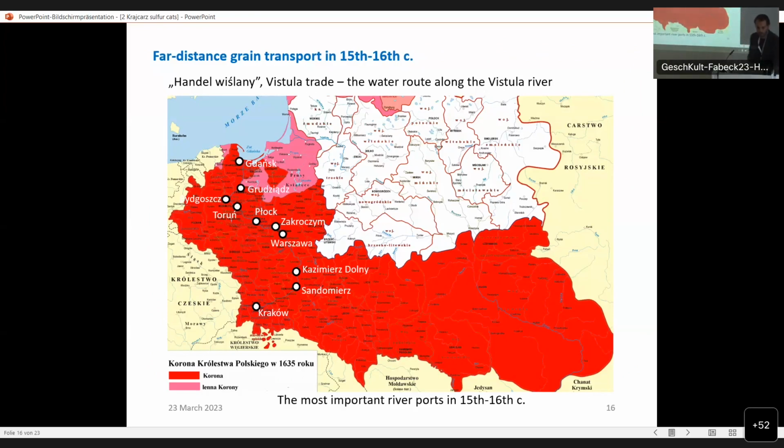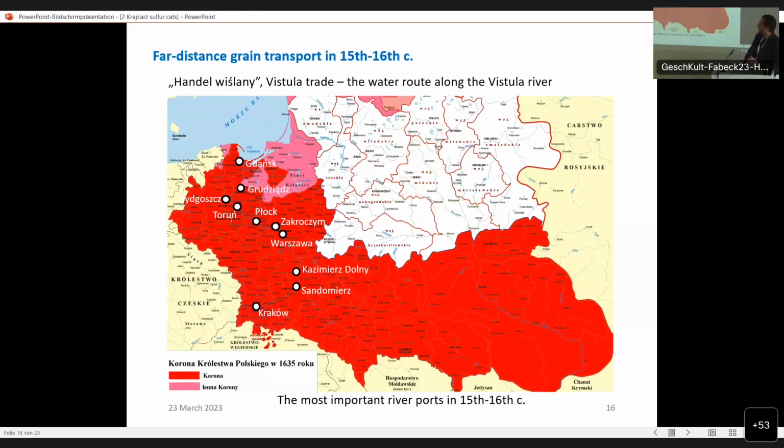And Gdańsk was the most important place for exporting grain from the Kingdom of Poland through the Baltic Sea to other countries. And the Kingdom of Poland was also known as a granary of Europe at that time, which maybe is some exaggeration, but we're sure that the grain trade was very important in Gdańsk.